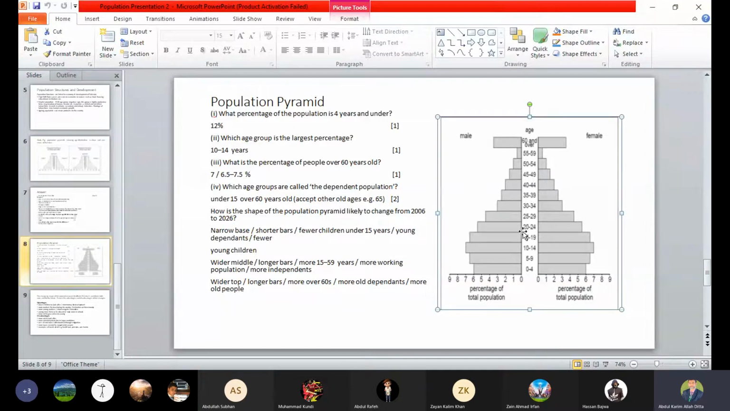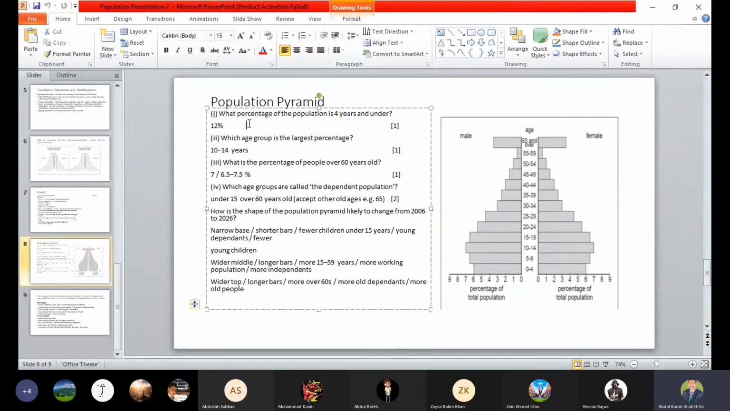With the passage of time, my dear, you will see a kind of change, a transition, in this population pyramid. After 5 years, 10 years, 15 years, or 20 years, you will find a change in that. I will explain that. But before, we have some questions: what percentage of population is 4 years and under? How much is the total population percentage?